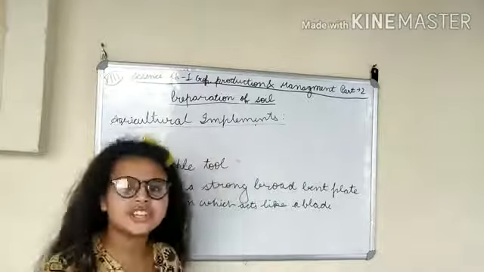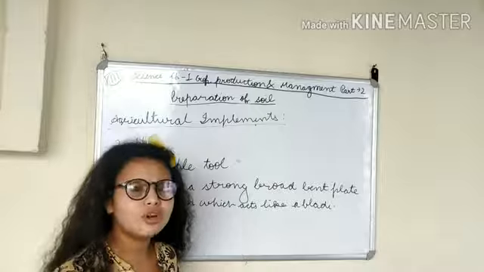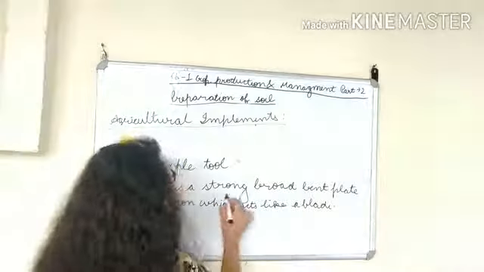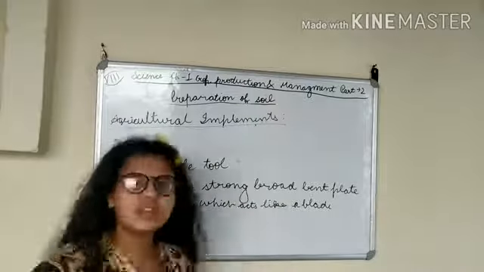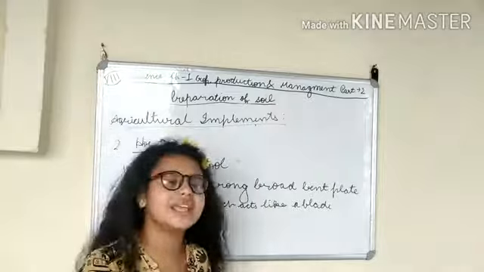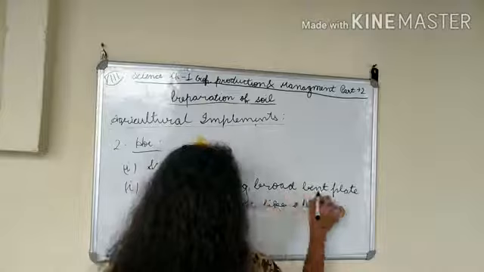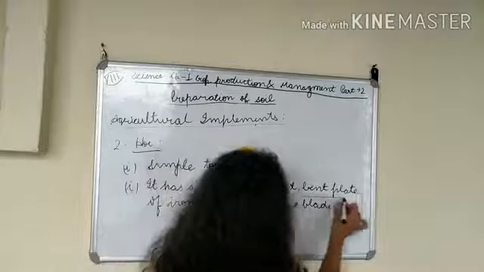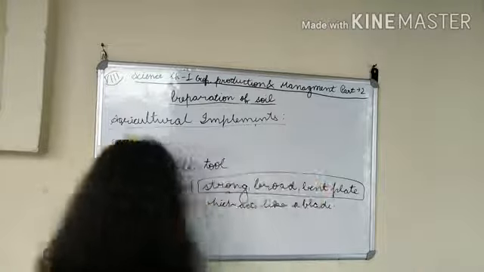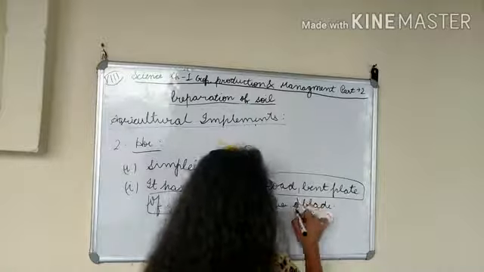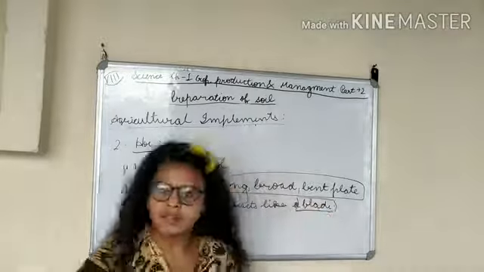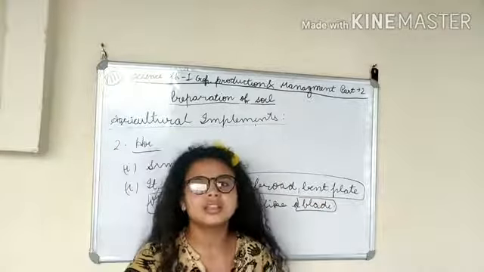These are some adjectives, but you don't have to focus on adjectives, but the words which are specific, you have to learn them to get full marks in your exams. Now what's it? It has a strong, broad and bent plate of what? Of iron, which acts like what? A blade. It acts like a blade.